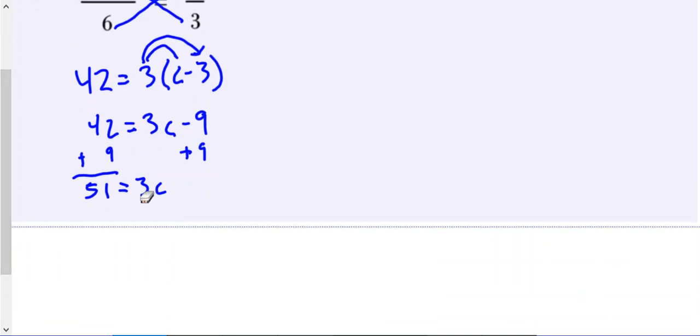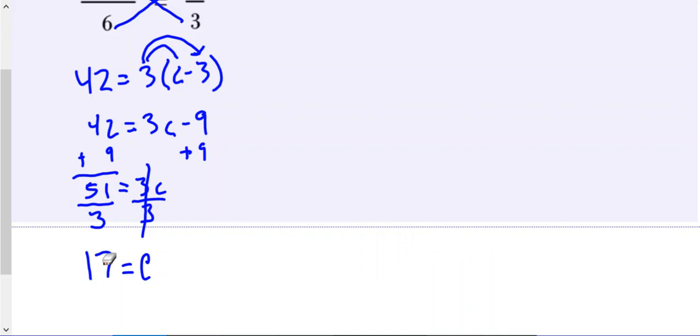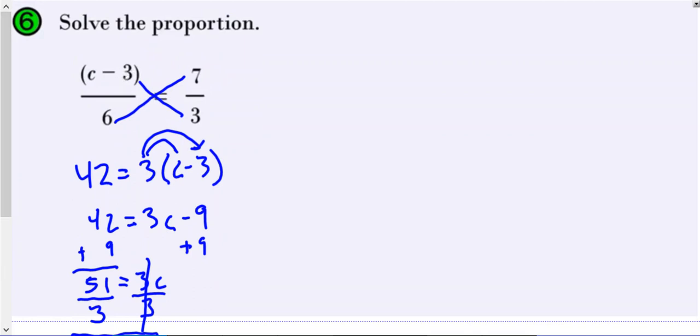And now we got multiplication against our variable, so we're going to divide by 3. Divide by 3. This will cancel here. We'll be left with c equals 51 divided by 3, and that equals 17. So c is equal to 17. So when you have these parentheses and we're doing cross products, you can see that it turns into a two-step equation, and then we have to work to isolate the variable from there.